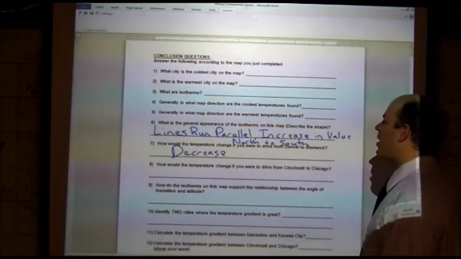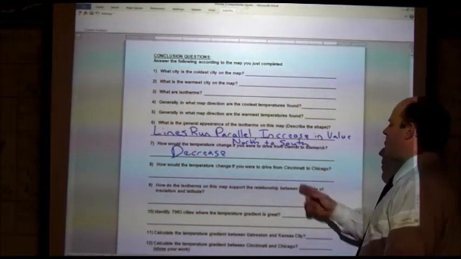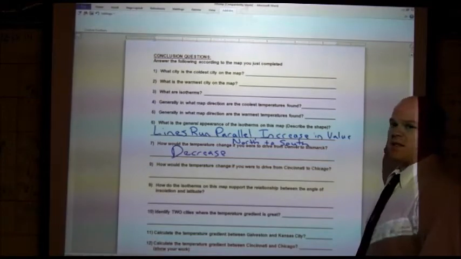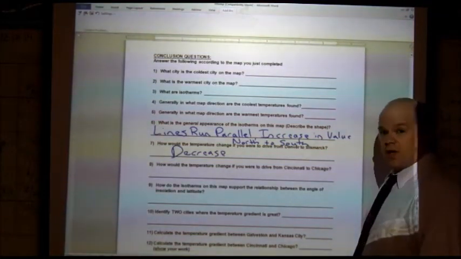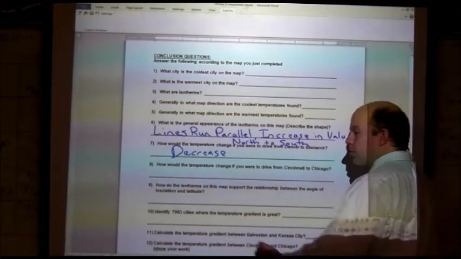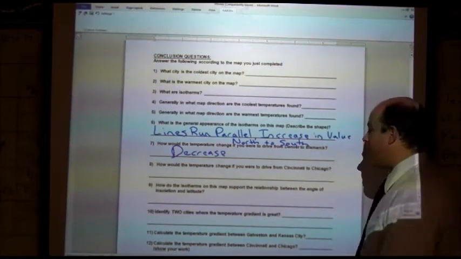Okay. How would the temperature change if you were to drive from Cincinnati to Chicago? Cincinnati sits at about 60 degrees. Chicago sits at about 40 on the map. So you can answer that one for your house. I'm not filling that one in.